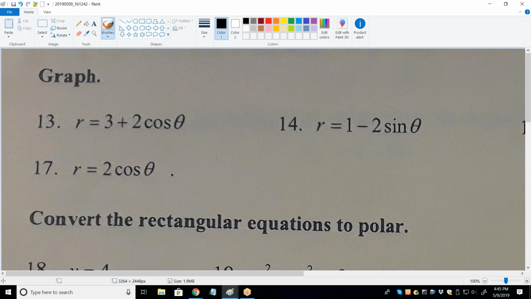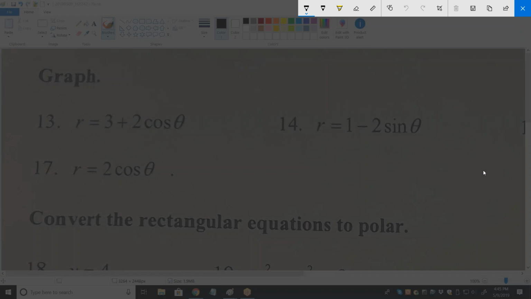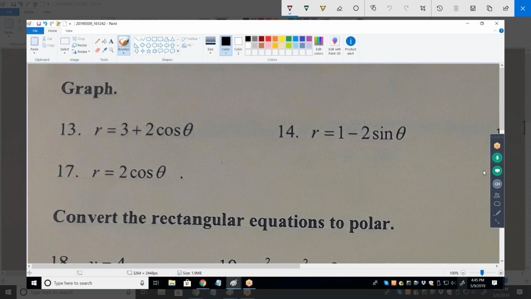Yeah, it might be worth memorizing them, because it's possible that when I look at number 13, I should know that that is either a cardioid or a rose petal. And if I look at number 14, I should know the same thing. And if I look at number 17, I should know what kind of shape that is. However, you don't really have to memorize all of that as long as you can do a table.